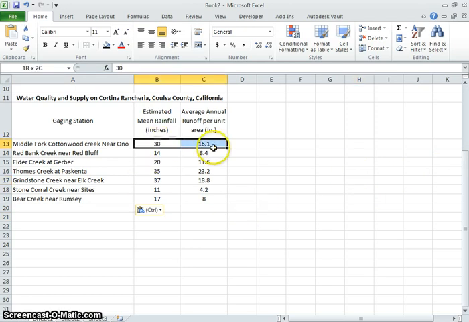Now you may notice that all of my numbers are different than your numbers. I want this to be an example. I don't want you to copy down what I have. So follow with the method. Don't worry if your numbers are different.